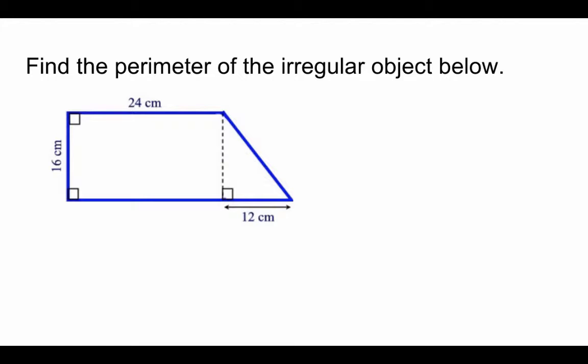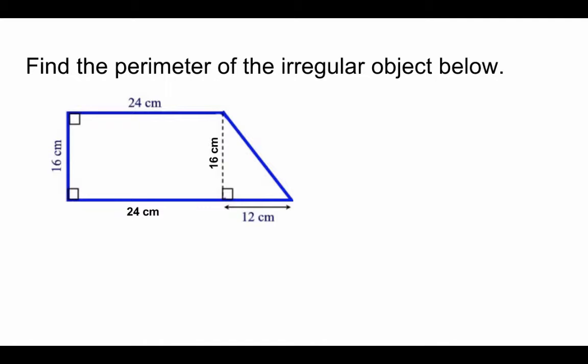If one side of the rectangle is 16, then the opposite side is going to be 16. And if the other side of the rectangle is 24, the opposite side is going to be 24. So now we have all the sides of the rectangle. We need to find all the sides of the triangle.